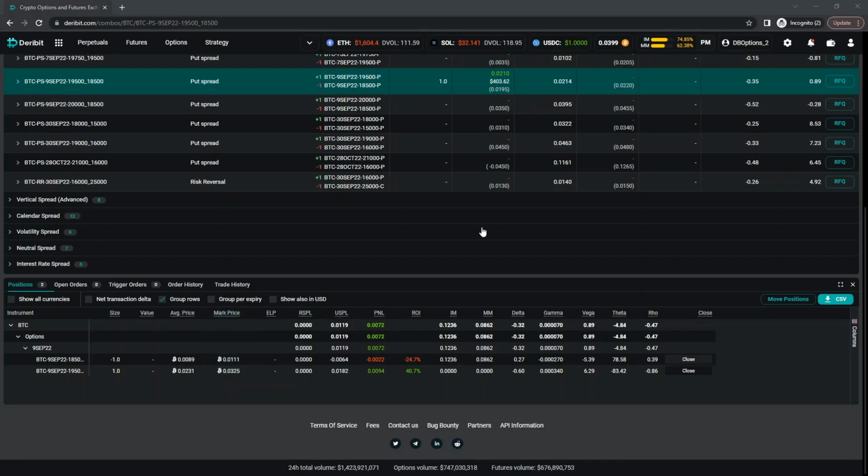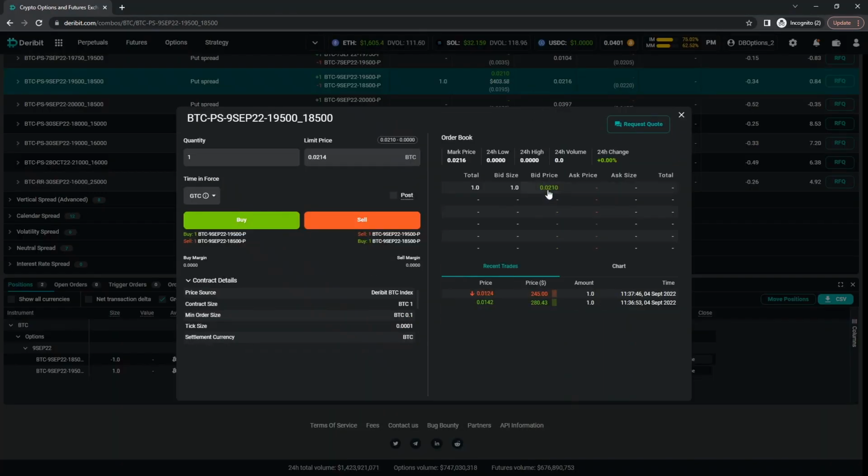We would like to lock in this profit by closing the bear put spread completely now, rather than waiting for expiry. To do this, let's go to the same combo order book that we used to open it. When we opened the spread, we bought it. We are currently long the 19,500 put and short the 18,500 put. To close the spread, we need to do the opposite. So sell the 19,500 put and buy the 18,500 put.